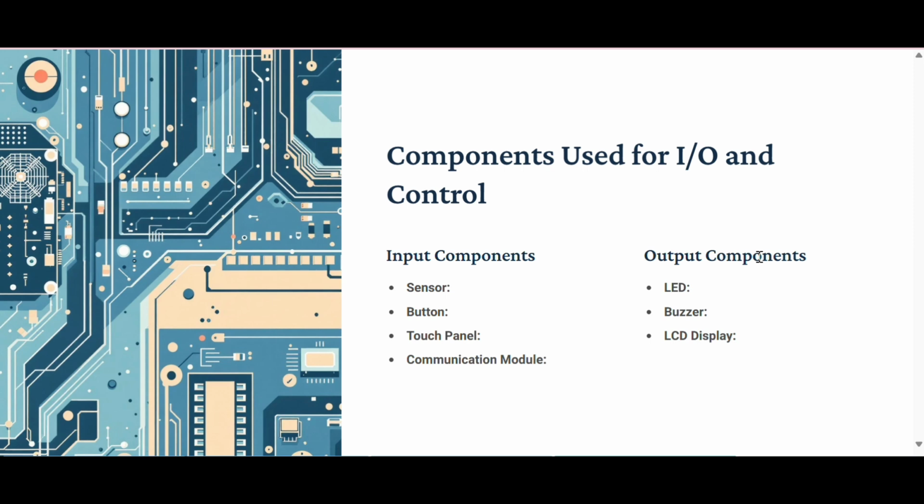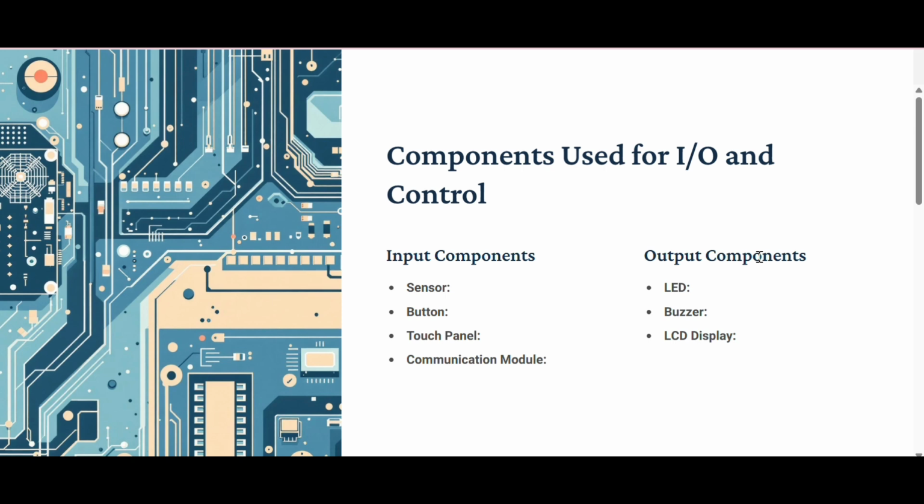Input in an embedded system. In an embedded system, input can be given by switches or sensors. For example, a temperature sensor gives temperature values. A button press gives a command. So input is simply information coming into the system. After input is received, the controller processes this information, checks the condition, and decides what output should be given.